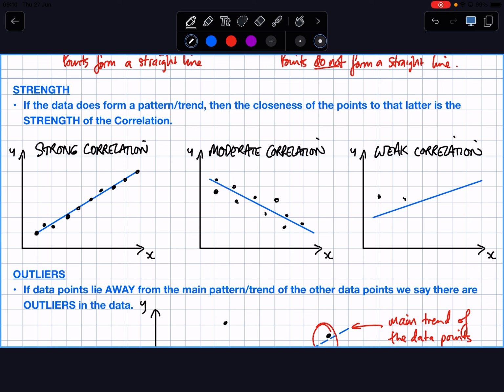Okay? So it's still forming a trend, but it's just not super close. So strong, moderate, and weak. A few moments to get those three, or work it out in your head how common sense that is. The next one is not so common sense, so if you wanted to minimize the things that you're getting down, outliers is an important one.